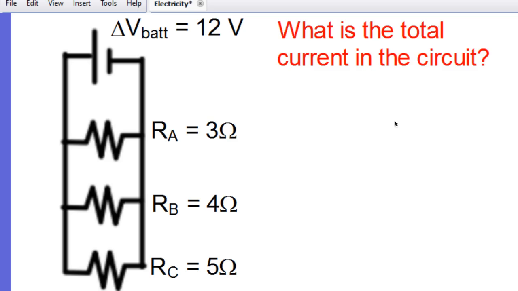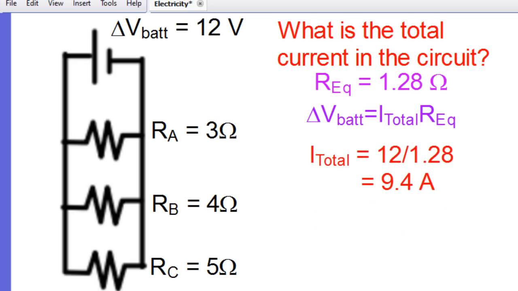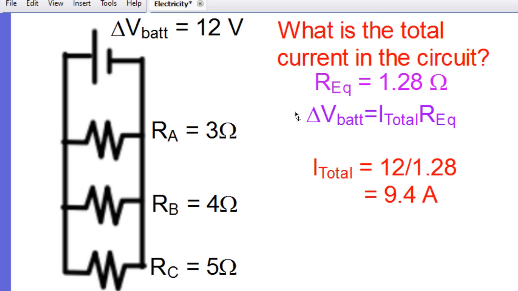All right, so we've done that. Yay, equivalent resistance. Woohoo. What is the total current in the circuit, though? Well, we have this nifty equation. If we know the voltage of the battery, we do, and we know the equivalent resistance, we do, we can find the total current. So we do. 12 volts divided by 1.28 ohms is going to give me, rounded up, 9.4 amps. All right, cool. That's fancy.